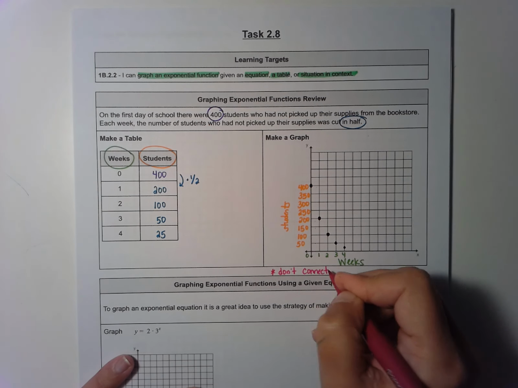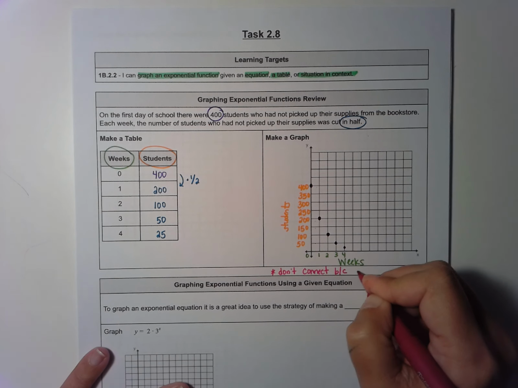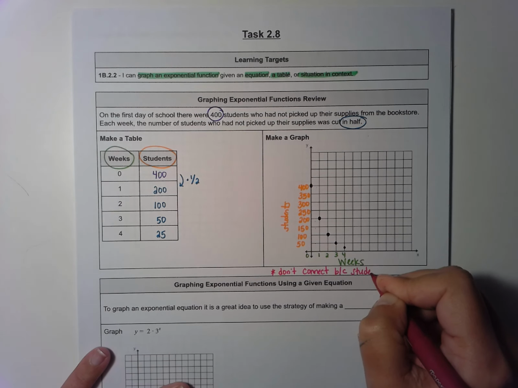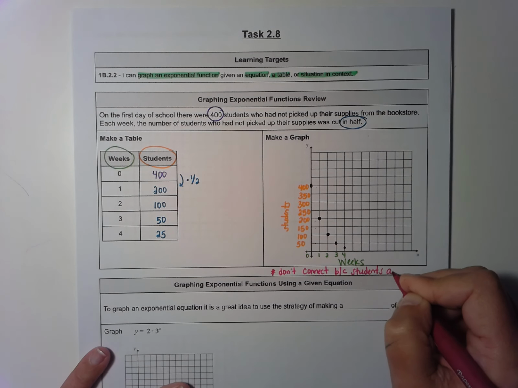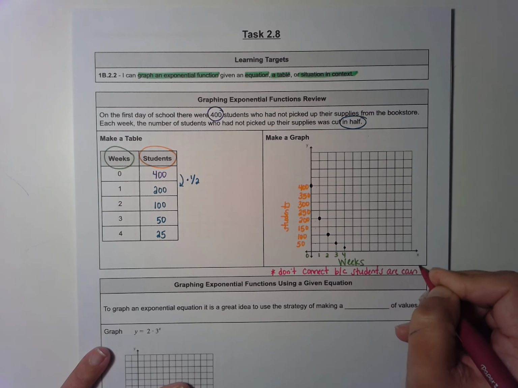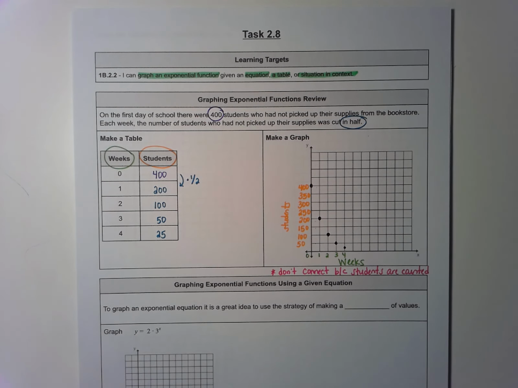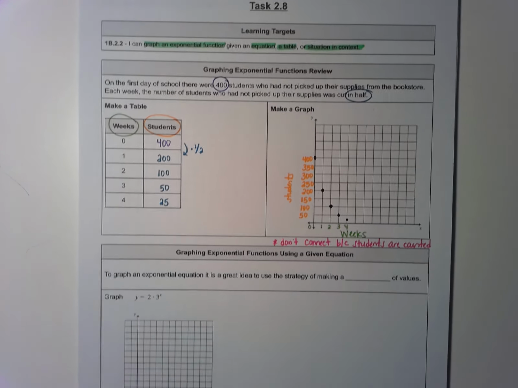because if we're counting the number of students, we're not going to measure them with like a ruler. We're going to count them. And anytime we're counting something, we're going to be not connecting the dots. It's a discrete function.